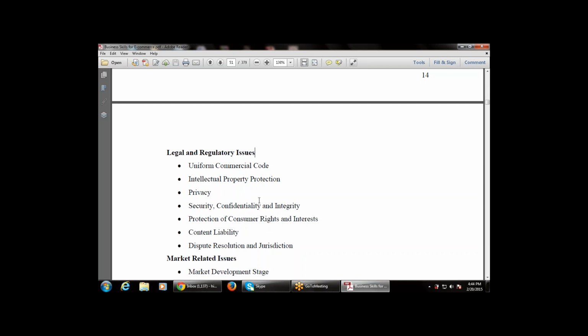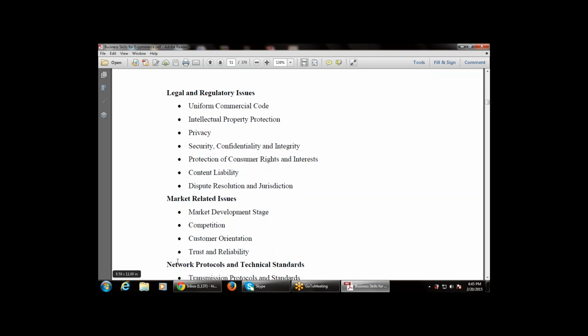Then privacy, that is, there should be a proper privacy mechanism, privacy methods that can be used for proper planning, proper guidance, and proper e-commerce transactions. Then security, confidentiality and integrity: every transaction must be secure, confidential and have integrity, meaning every transaction must match its verification code. If the verification is not matching, the transaction is not successfully made. That is the integrity. Next is protection of consumer rights and interests. Then content liability, that there should be a proper content liability for e-commerce. Then there must be rules for dispute resolution and jurisdiction.